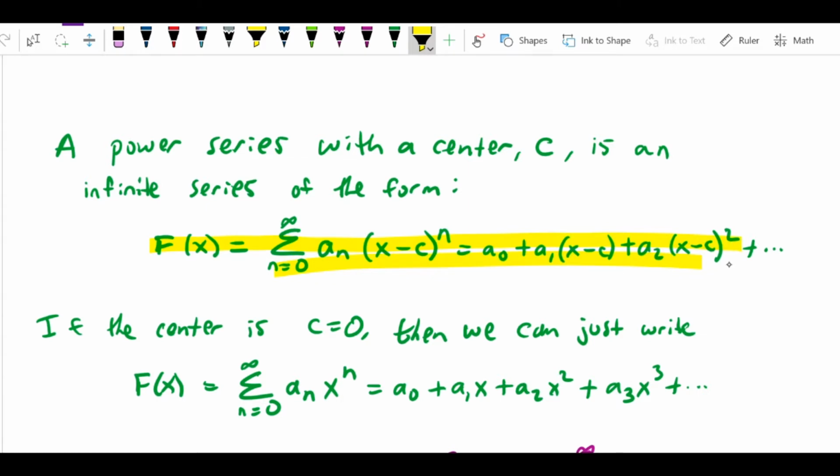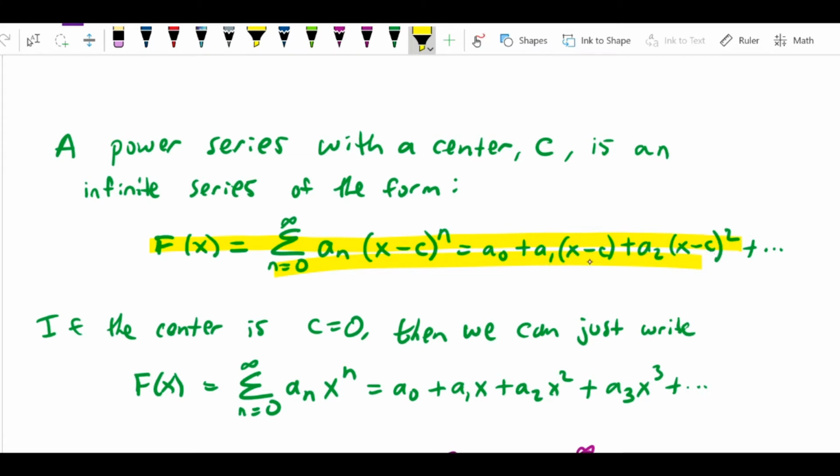It's f of x, that's where the x comes in, is equal to the sum from n equals 0 to infinity of a_n times (x minus c) to the n. So what that looks like is every term in the series has some term in an underlying sequence, which may be a very simple sequence. It could be a constant sequence 1, but it's going to have some term in a sequence multiplied by ascending powers of x minus c.